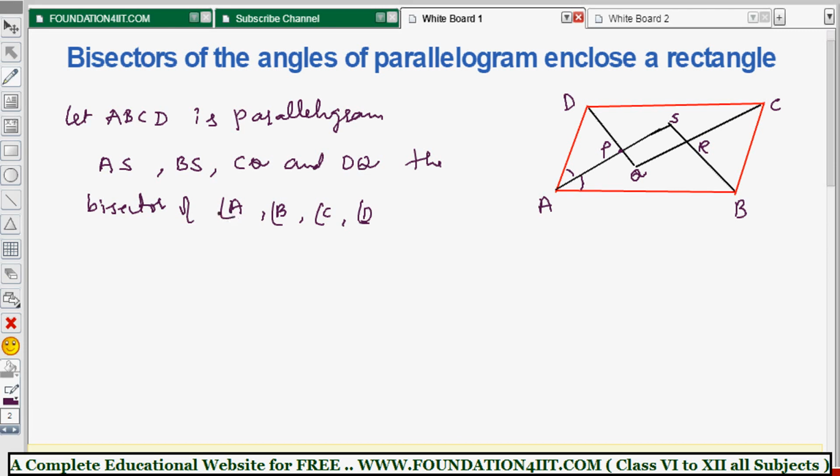So here AB is parallel to DC, since we need to prove finally PQRS is a rectangle. So every angle I should prove is 90 degrees. For that I am taking, since DC is parallel to AB, so one pair of opposite sides is parallel, and DA cuts them. AB is parallel to DC and this AD is a transversal. Then we can write angle A plus angle D is equal to 180 degrees. We know that because they are co-interior angles.